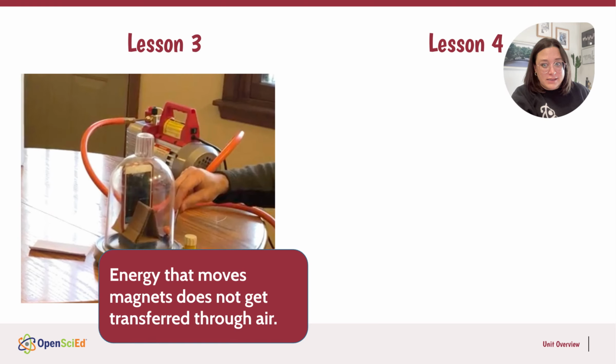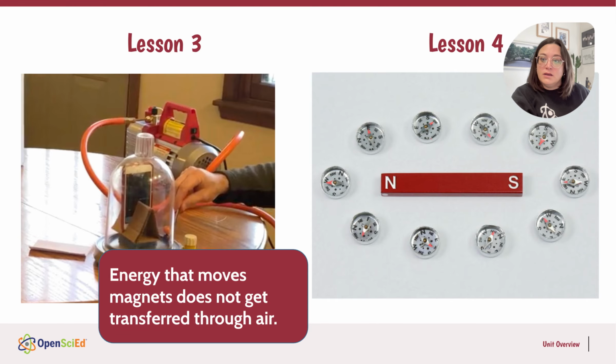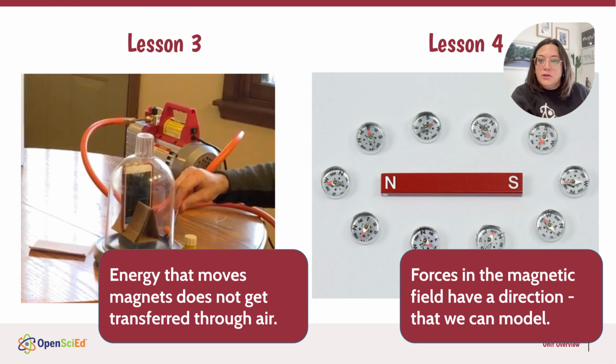Now that we know our hypotheses about the role of air are false, we really aren't sure what's going on in the space between the 2 magnets. We need some new ways to visualize what's going on in this space. So in lesson 4, we define and investigate this mysterious magnetic field with objects like iron filings and compasses. Through this, we see what the magnetic field looks like and that it's not the same in every location around a magnet, but they all seem to have their own 3D shape.